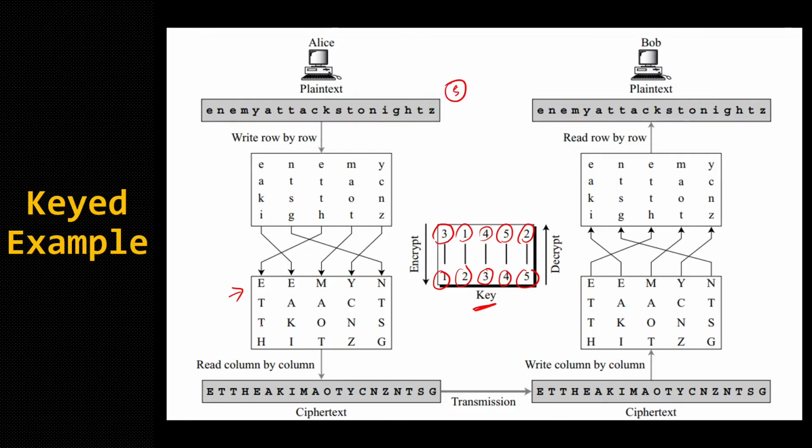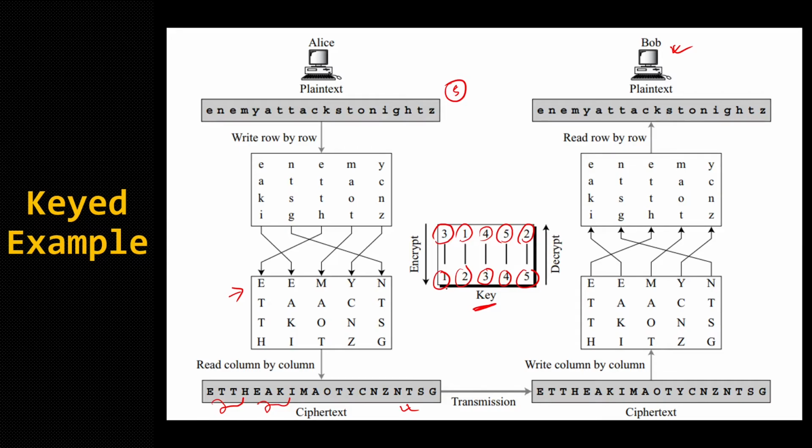So you see ETTH is our first column. Then we have EAKI. Similarly, we will generate the ciphertext column by column. After Bob receives this ciphertext, Bob will read the ciphertext column by column. Then the key that we have been given will be followed in the reverse order for decryption.